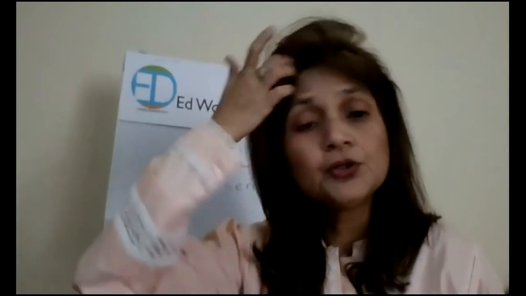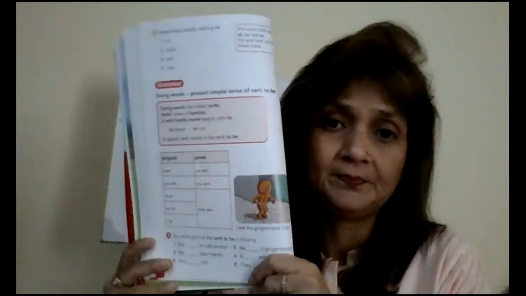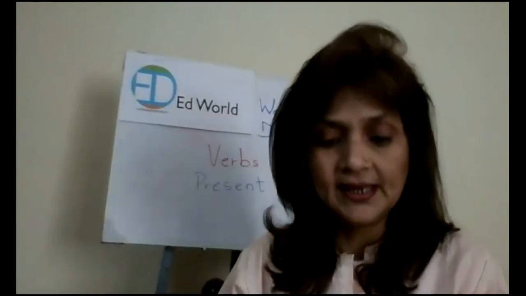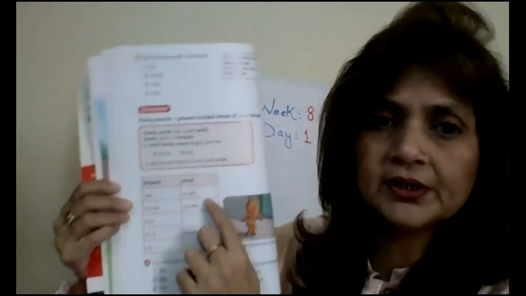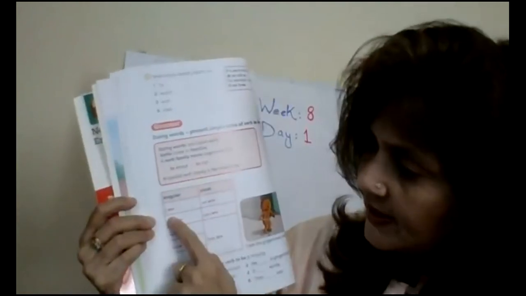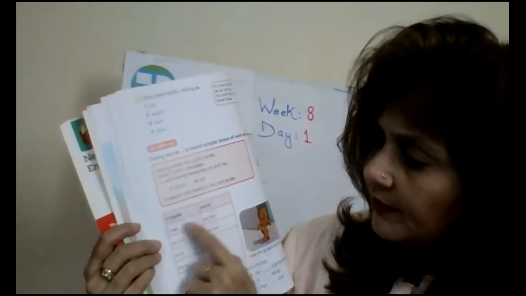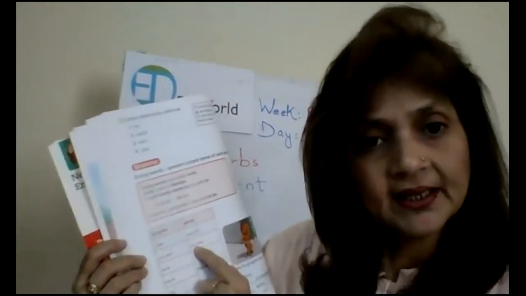First, I want you all to open page number 46 of the Nelson book. This page here, 46. I have already explained the first box about doing words, so I'm not going to go into detail. We'll be looking at the singular and plural tables. Singular is "I am", plural will be "we are". Singular is "you are", plural will be again "you are".